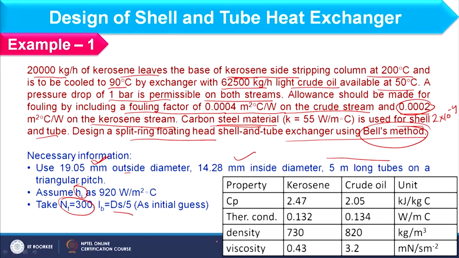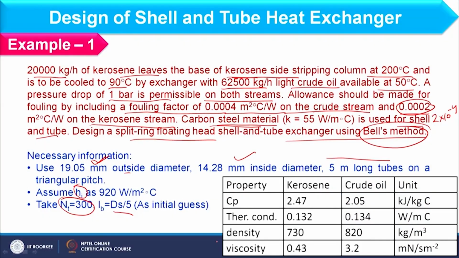Now in this problem, the heat transfer coefficient of the tube side is already given. For example, if you are not given the heat transfer coefficient of the tube side and you have been asked to design the shell and tube heat exchanger using Bell's method, then the tube side calculation you should carry out as we have discussed in the examples of Kern's method, okay. And then the shell side calculations you have to carry out using Bell's method. So let us start the solution of this example.